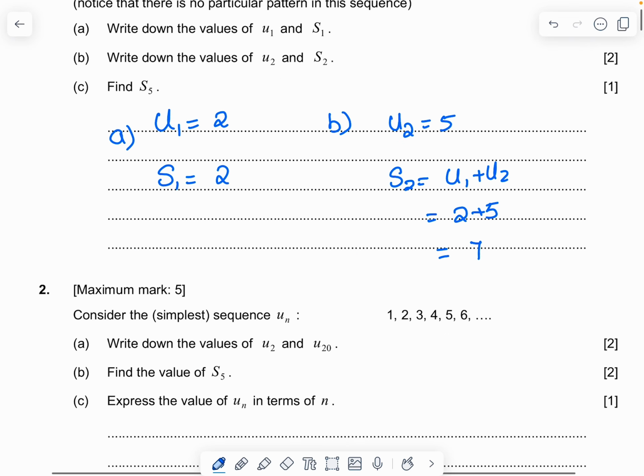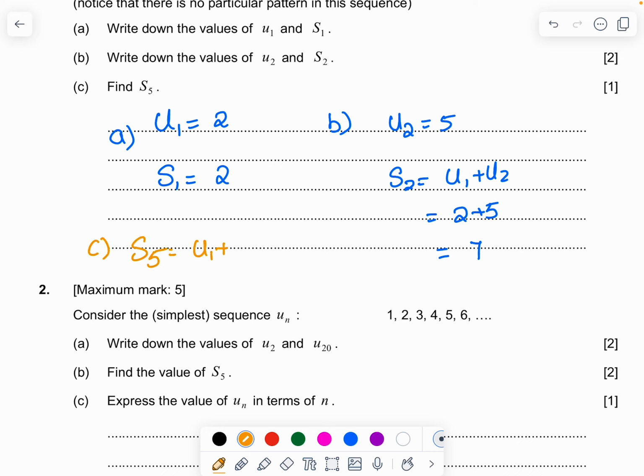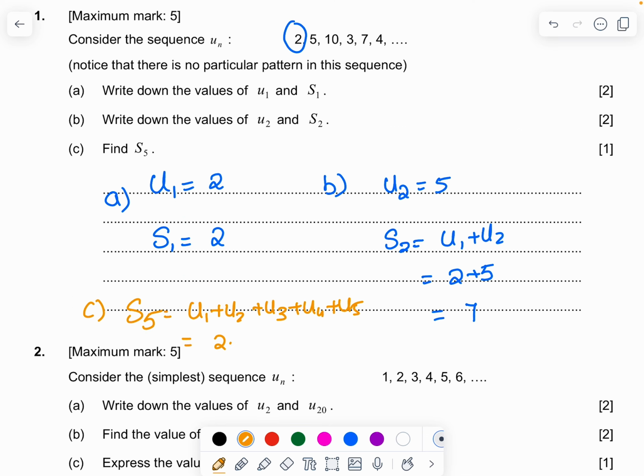Then we are going to find S5. Part C, S5. Add all the 5 terms, u1 plus u2 plus u3 plus u4 plus u5, which is going to be 2 plus 5 plus 10 plus 3 plus 7, which is going to be nothing but how much? 27.